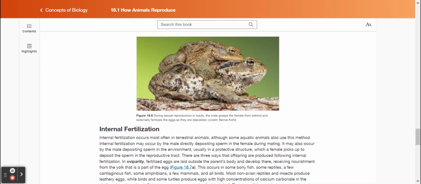Figure 18.6. During sexual reproduction in toads, the male grasps the female from behind and externally fertilizes the eggs as they are deposited.